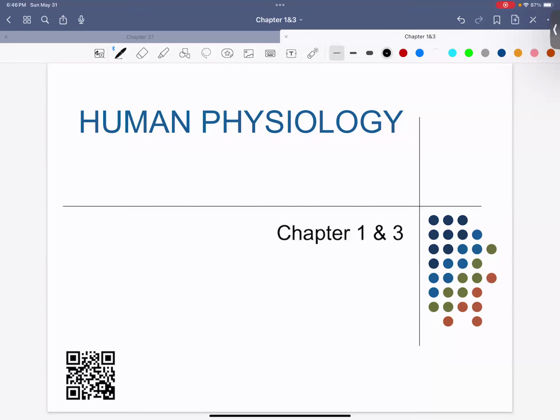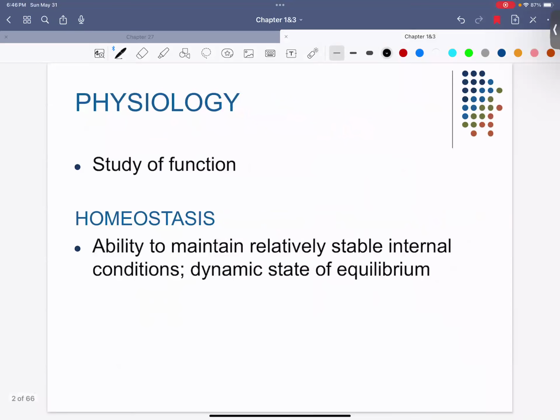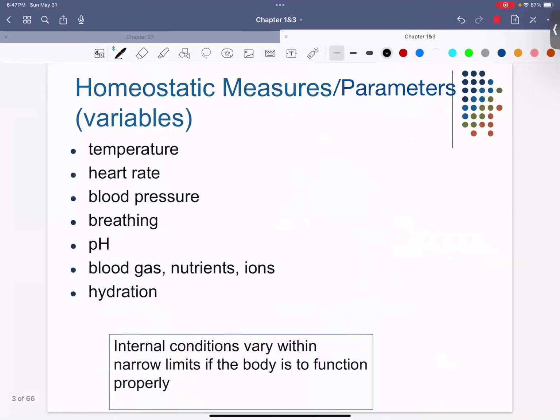This week, you're going to be covering chapters 1 and 3. In chapter 1, you're going to be learning about homeostasis, which is a really important concept that's going to weave through all of physiology. Here you have the textbook definition, but you can also think of homeostasis as the normal, most desirable conditions of body functioning that are necessary for our survival.